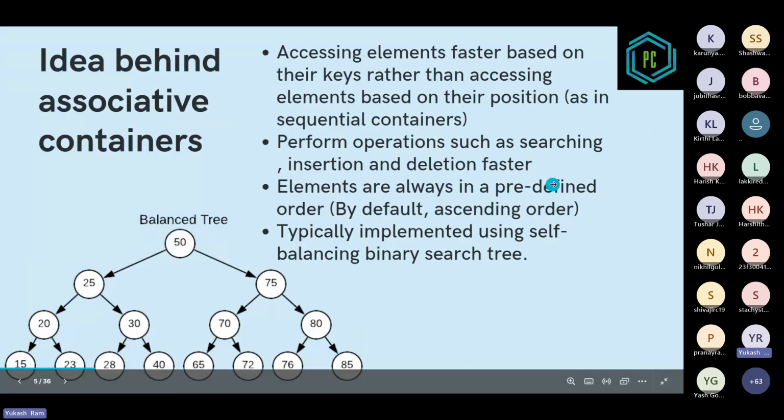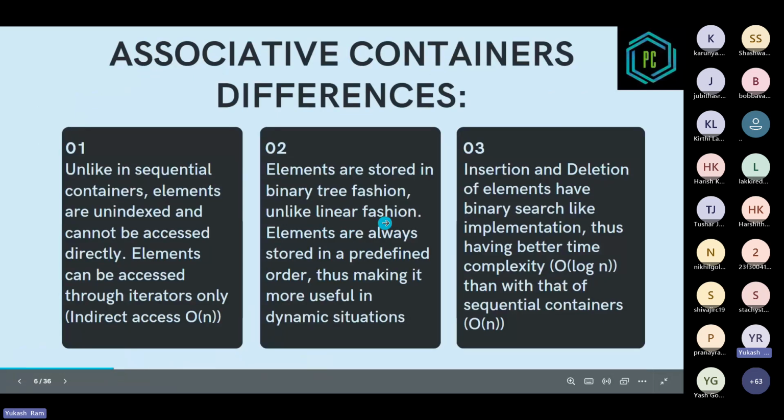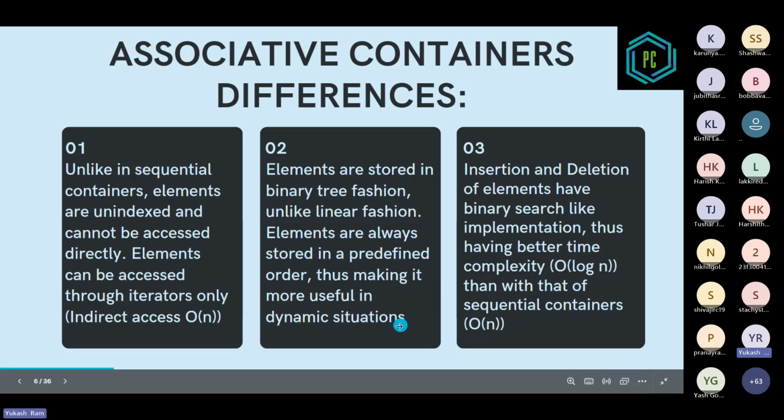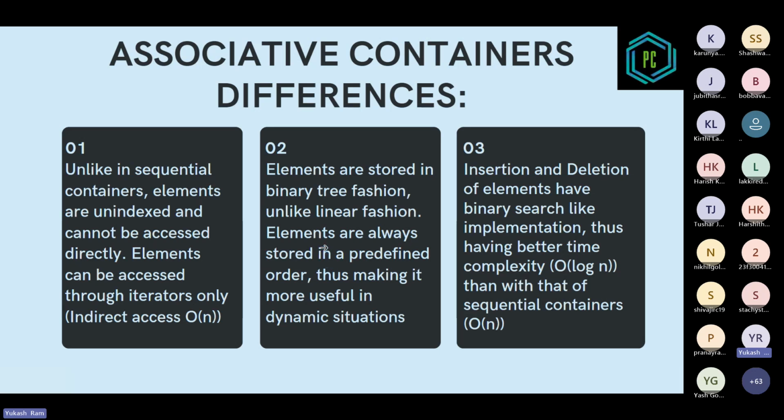This is the binary tree here. Unlike in linear fashion in sequential containers, elements are always stored in a predefined order, thus making it more useful in dynamic situations. So this is when you have to sort the elements again and again. Suppose you have a set of elements and then you sort it. You add a few elements, you have to sort again.